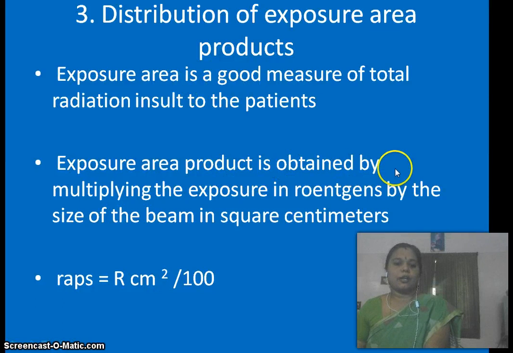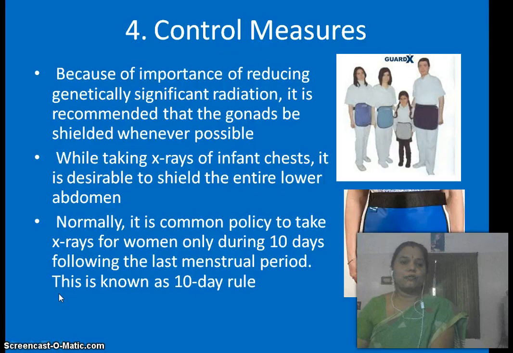It's nothing but a product of X-ray exposure, which is always in Roentgens, calculated by the size of the beam in square centimeters. So RAPS is the measure of the total radiation, the product of the X-ray in Roentgens multiplied by the size of the beam in square centimeters, and when this product is divided by 100, we can calculate the value in terms of RAPS.